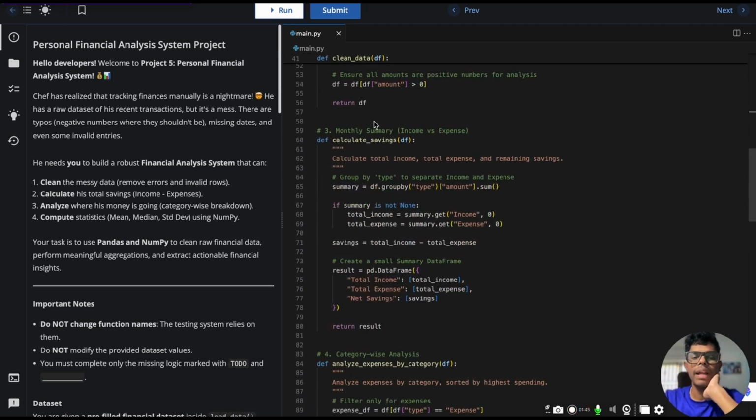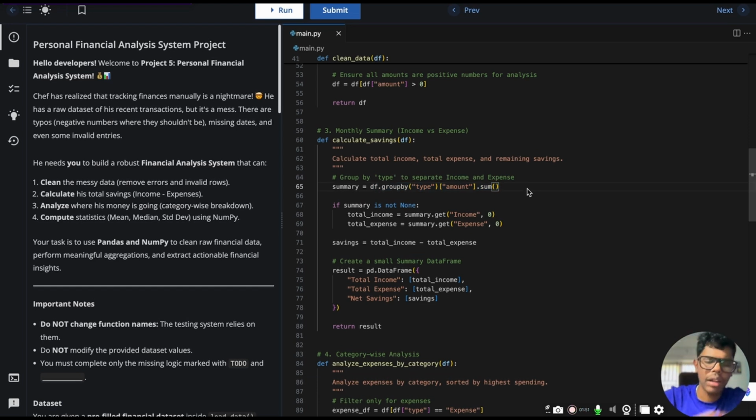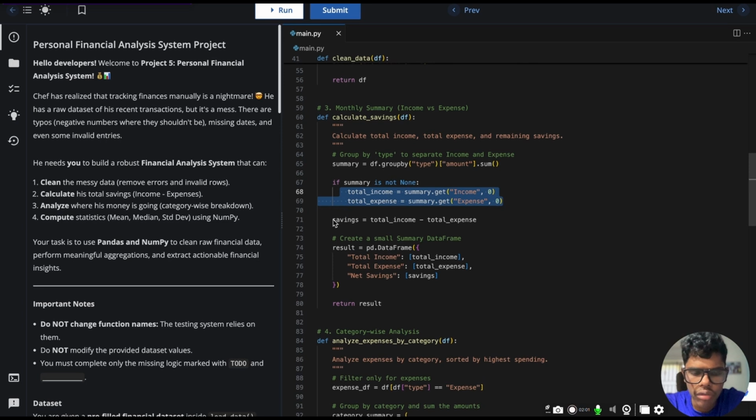Now we have to find a monthly summary of income versus expense. So here we have to group all the data by the different type, and then we have to add it. So all the expenditures are on one side, all the income on the other side. So then we have both the income and expenses. Now how do we find the savings? It is basically total income minus expenses. However much income you got minus however much you spent is the savings, whatever you have left.